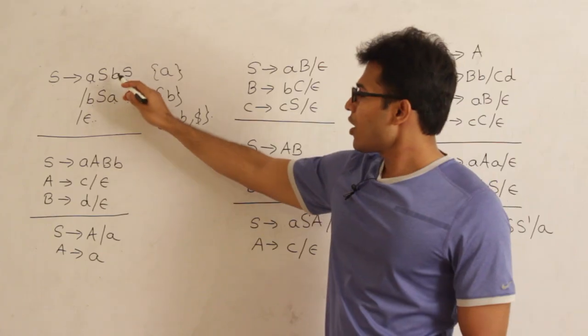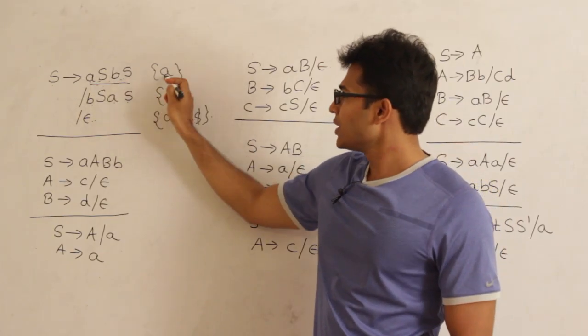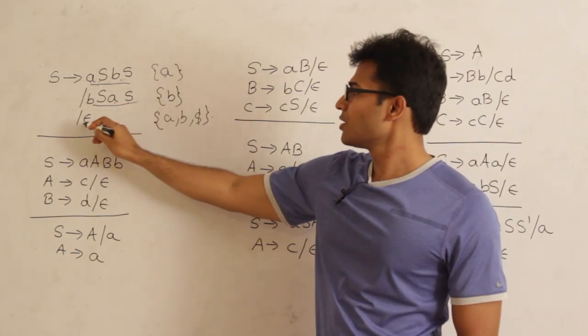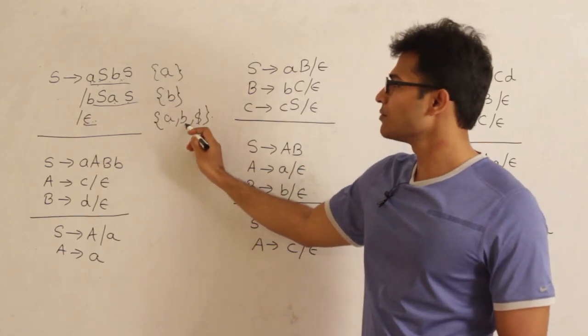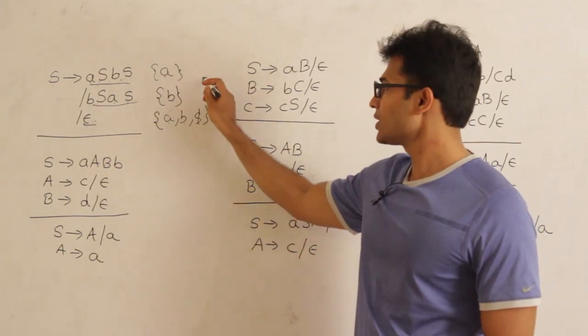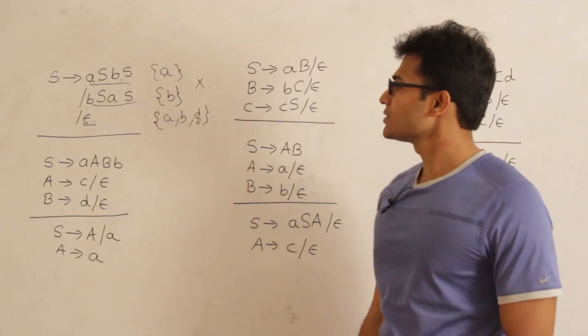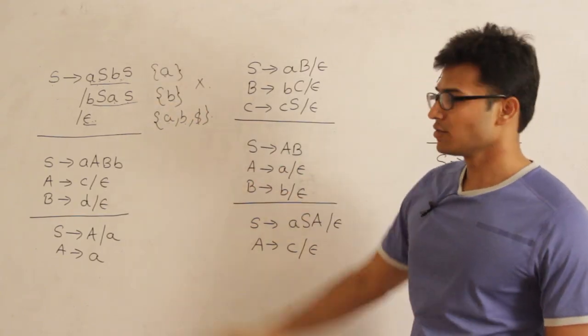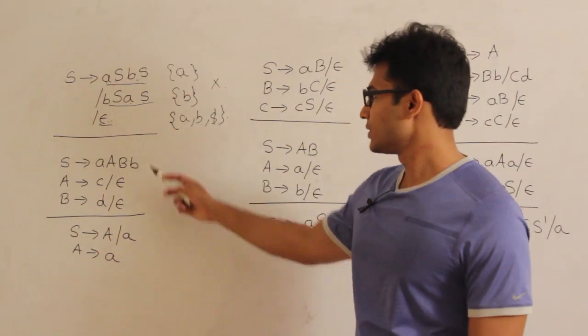Therefore, already I am placing one production in a and one production in b, and the third production is going to be placed both in a and b. That is why this grammar is not LL1, and the reason is it is ambiguous. Yes, it is not LL1, and moreover it is ambiguous. Now let's see the next one.